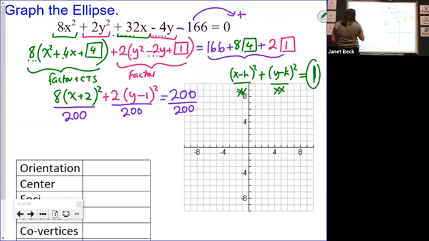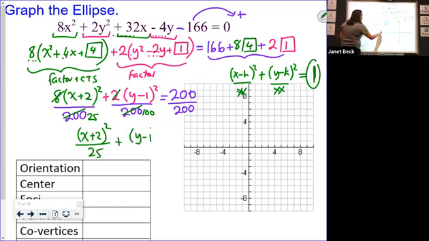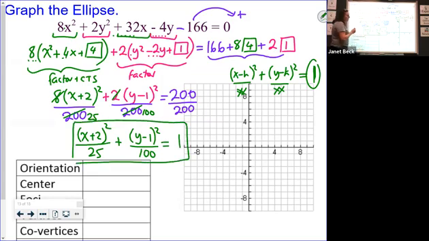Now, 8 goes into 200 25 times. If you had 8 quarters, you'd have $2. 2 goes into 200 100 times. So my equation is x plus 2 squared divided by 25 plus y minus 1 squared over 100 equals 1. Is it an equation? Have you written an equal sign with something on both sides? Never ever don't bother writing that equals 1. You've got to say this equals 1, or you haven't written an equation of an ellipse.